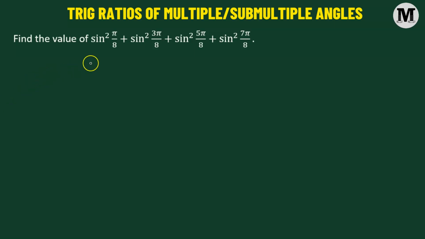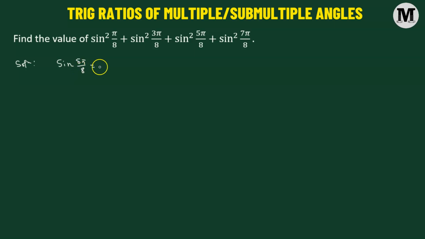So here in this problem, we need to find out the value of the given trigonometric expression. Let us begin. So here we have four terms. Let's work with the third term here. So we will consider sine of 5 pi over 8.